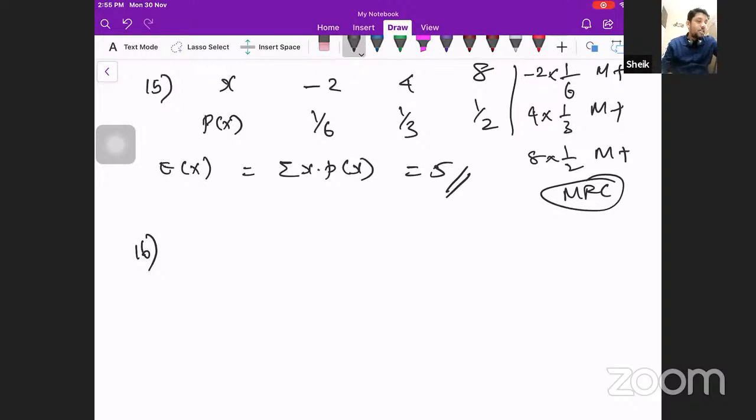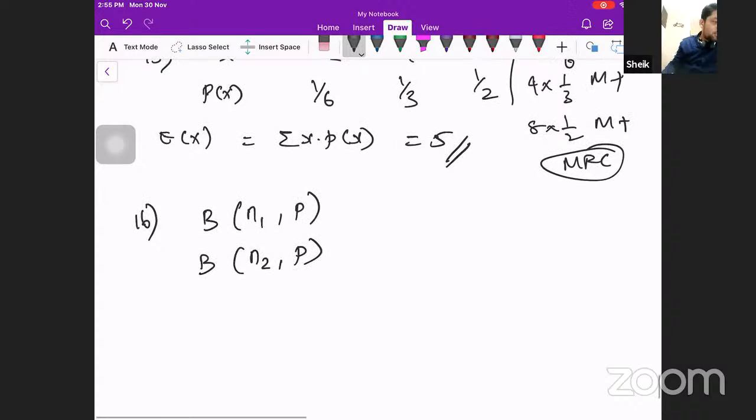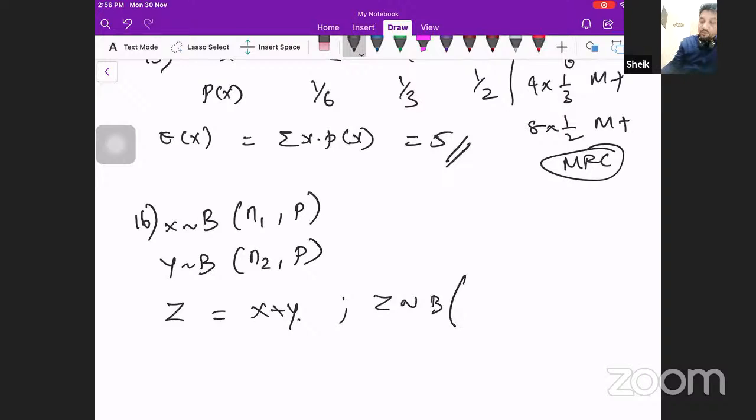If x and y are two independent variables, B of n1 comma p, and binomial distribution n2 comma p. Now the question is, they ask you to find out, this is my x and y. So z is given as x plus y. We have to add it. So for the binomial distribution, what will be our answer? I'll tell you. It is nothing but n1 plus n2 and common p.